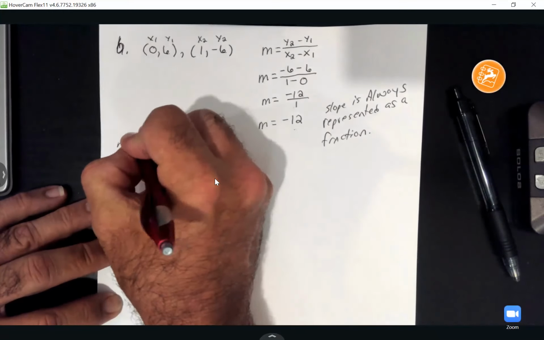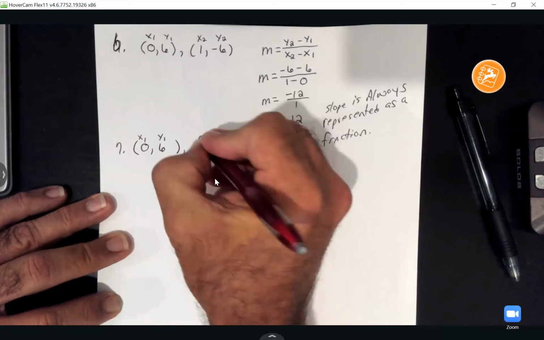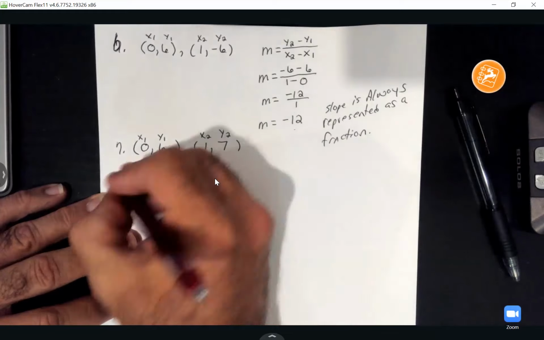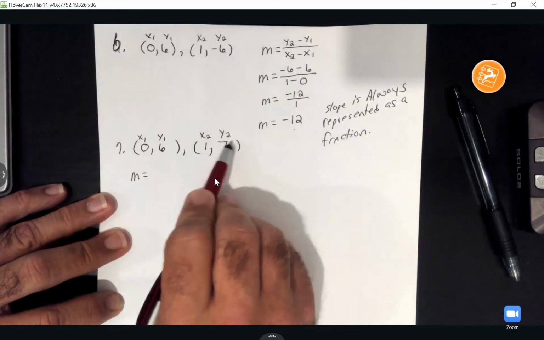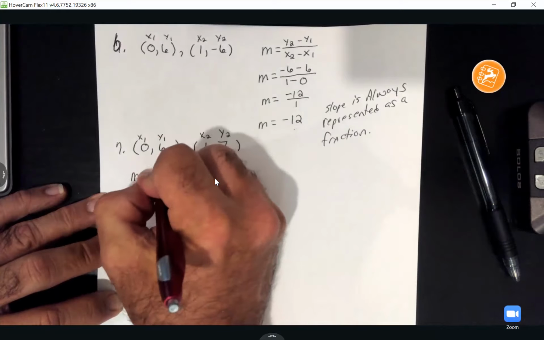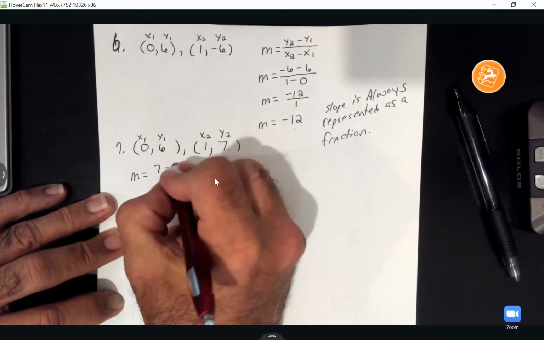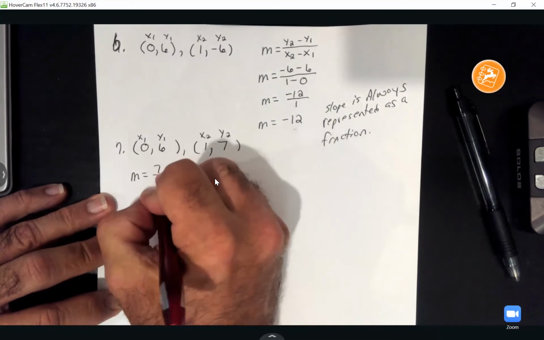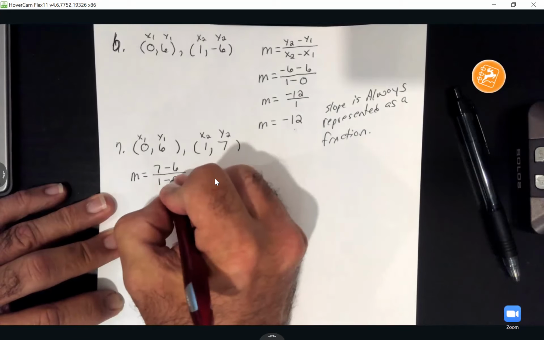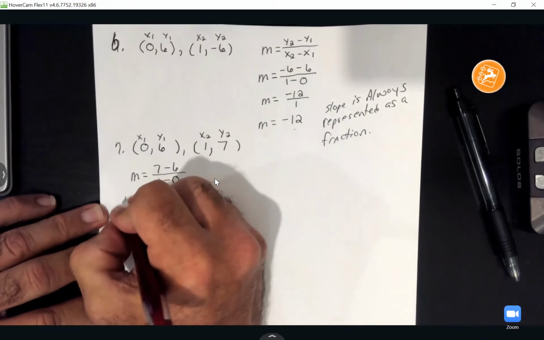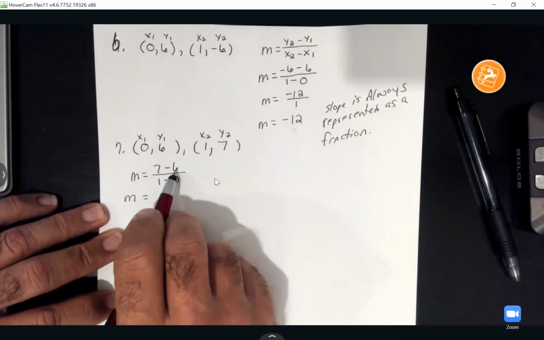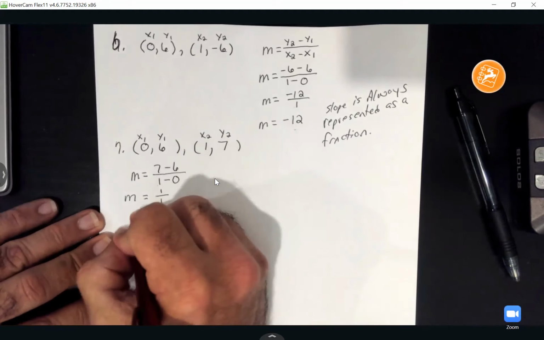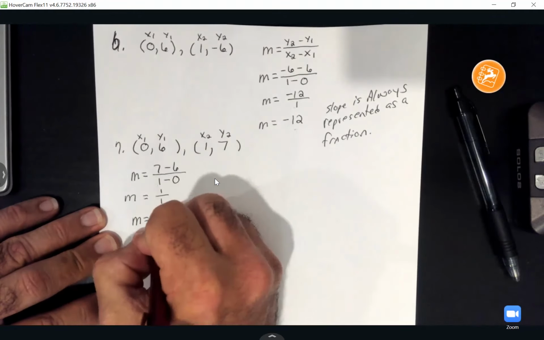When you're ready, so here you go. X1, Y1, X2, Y2. We're going to plug that in our formula. Y2 is 7, minus our Y1 is 6, divided by X2, which is 1, minus X1, which is 0. All right, y'all. Top 7 minus 6 is 1. On the bottom, 1 minus 0 is 1. So my slope simplifies down to a 1.